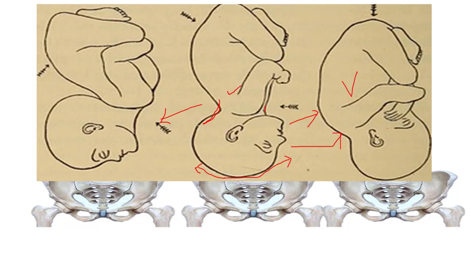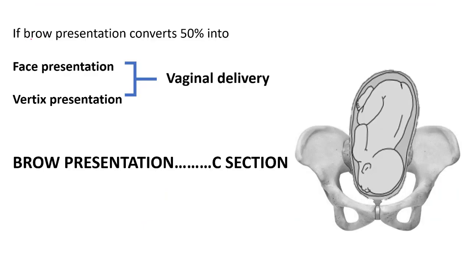As in vertex presentation the head is completely flexed, in order to convert brow presentation into vertex presentation, the head should be flexed more. But as in face presentation the head is completely extended, in order to convert brow presentation into face presentation, the head should be extended more. Such a brow that can convert into face presentation or vertex presentation is called the transient brow.